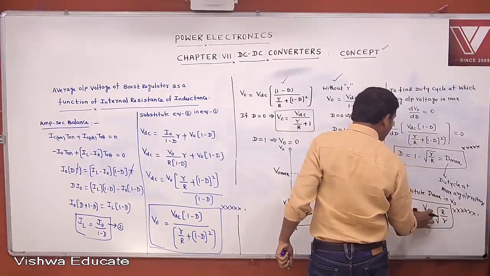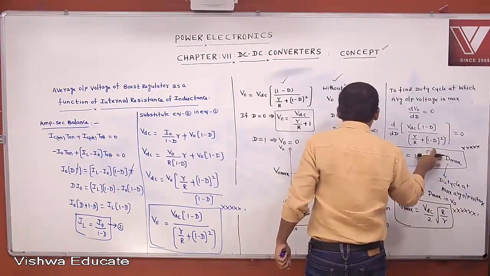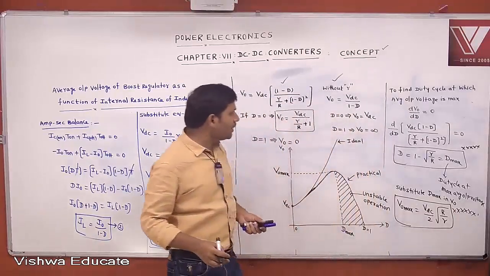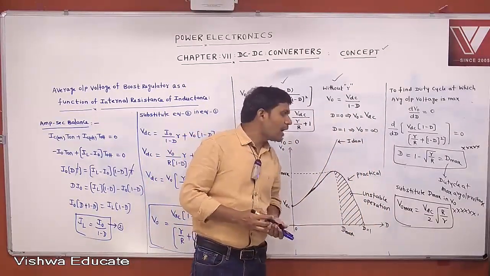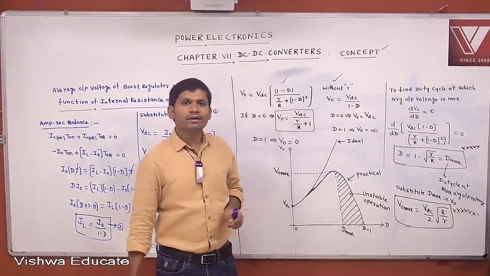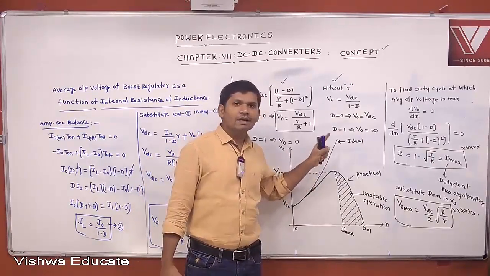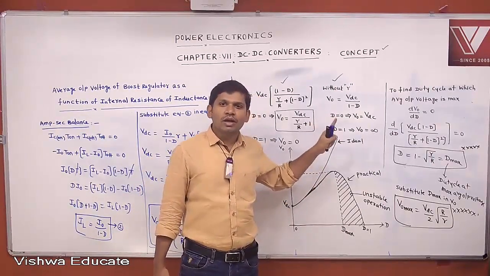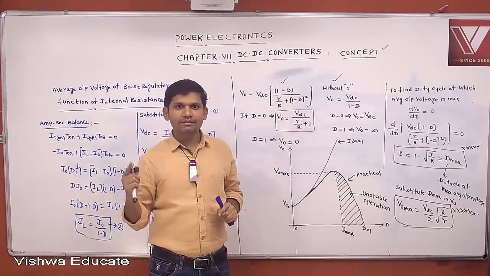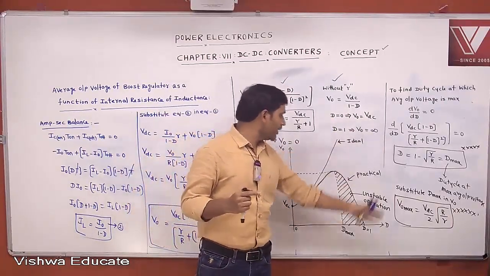Sir, how are you getting this expression, sir? You substitute this here, then you get this expression. V naught max equal to VDC by 2 into square root of capital R by small r. Capital R is load resistance, small r is internal resistance of the inductor. This is the analysis of boost converter by considering the internal resistance of the inductor. Clear? Okay, concentrate. Note down quickly.